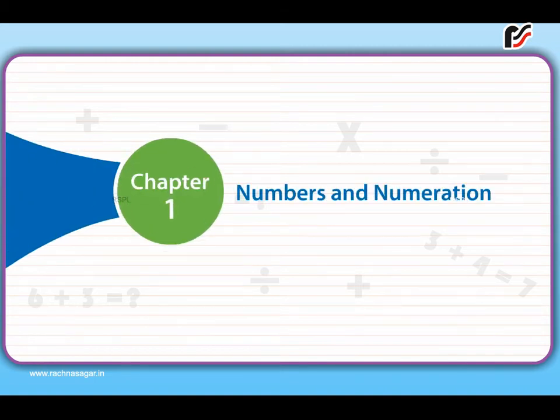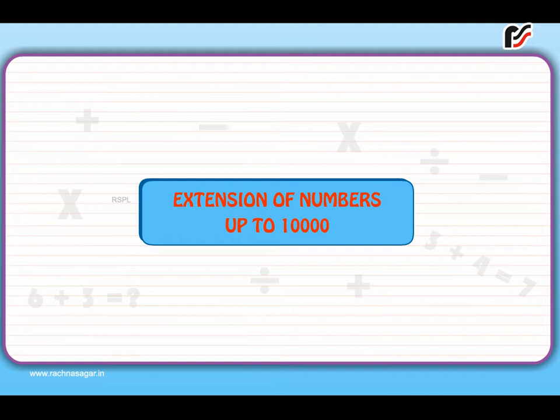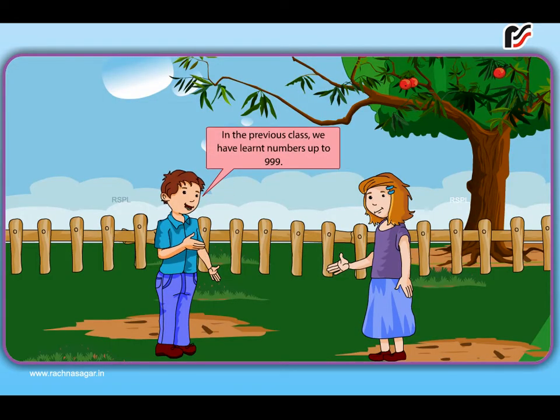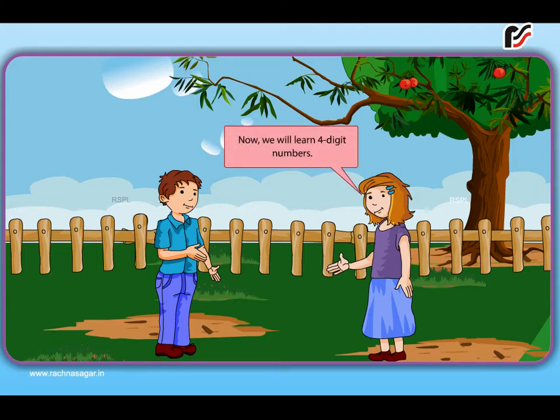Numbers and numeration. Extension of numbers up to 10,000. In the previous class, we have learnt numbers up to 999. Now we will learn 4-digit numbers. Before moving further, let's take a quick review.